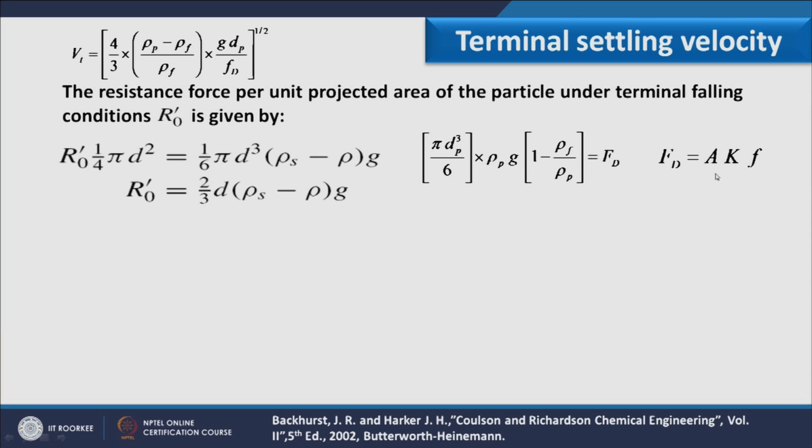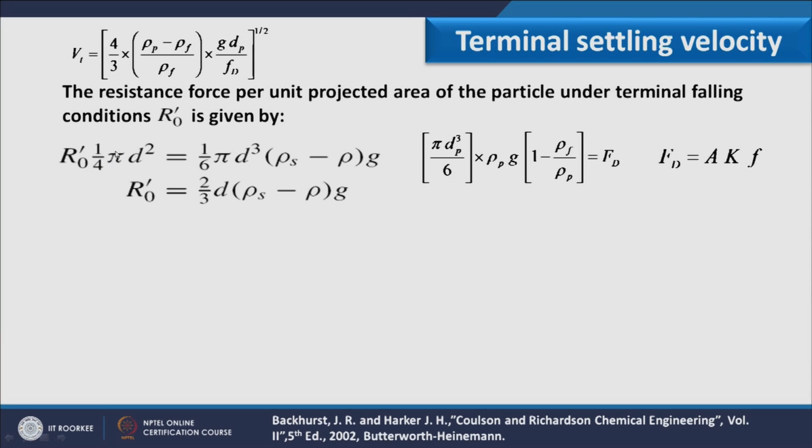So, Fd is basically A into K into F, and if you see the parameter Rho dash into A, what is Rho dash? Rho dash is nothing but the multiplication of K into F. So, the same equation you can use over here, but instead of K into F we have to write the parameter Rho dash.